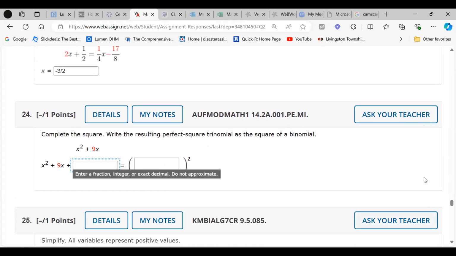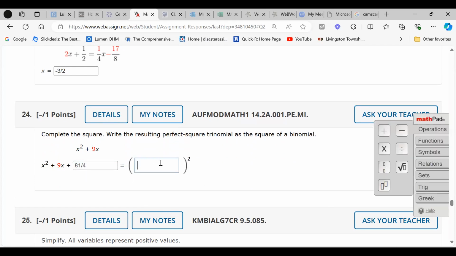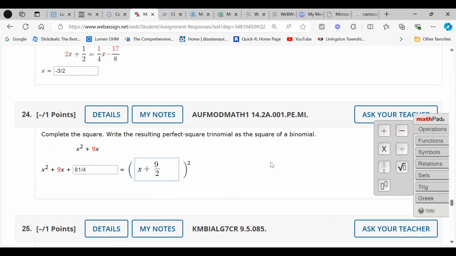And this one, the number will be 9 over 2, right? You take the 9, divide by 2, and then square that. That will become 81 over 4, right? 9 over 2 squared here, so it'll be 81 over 4. That's the number we're looking for. And then the perfect square will be x plus 9 over 2. Okay.